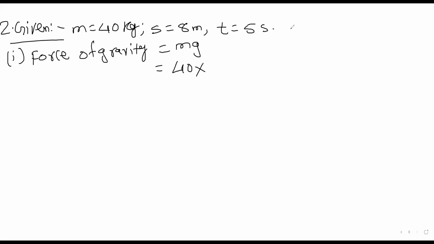So yes, g is equal to 10. Note that if the value of g is not mentioned, then you have to take 9.8 meter per second square, otherwise the answers will be approximate and you will lose marks. So 40 into 10, that is 400 Newton.